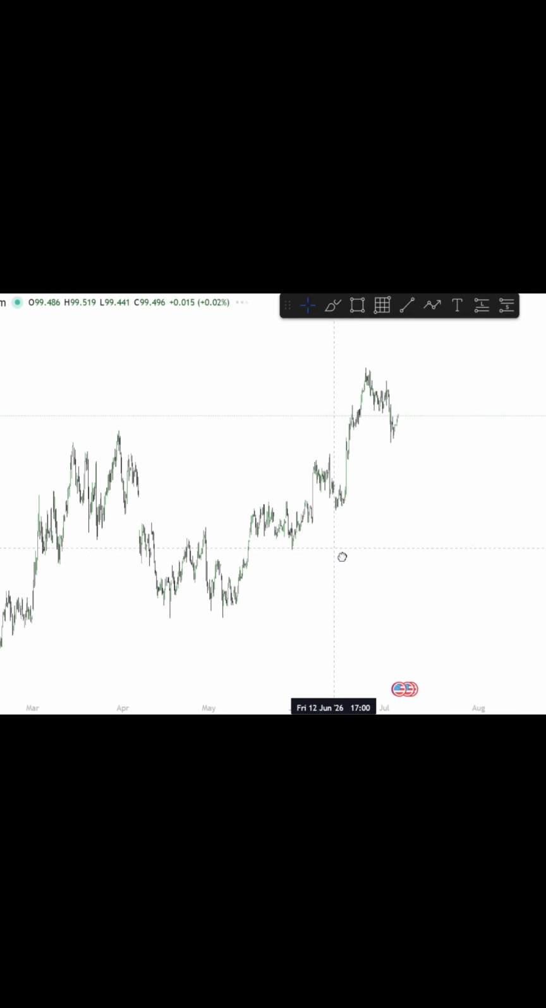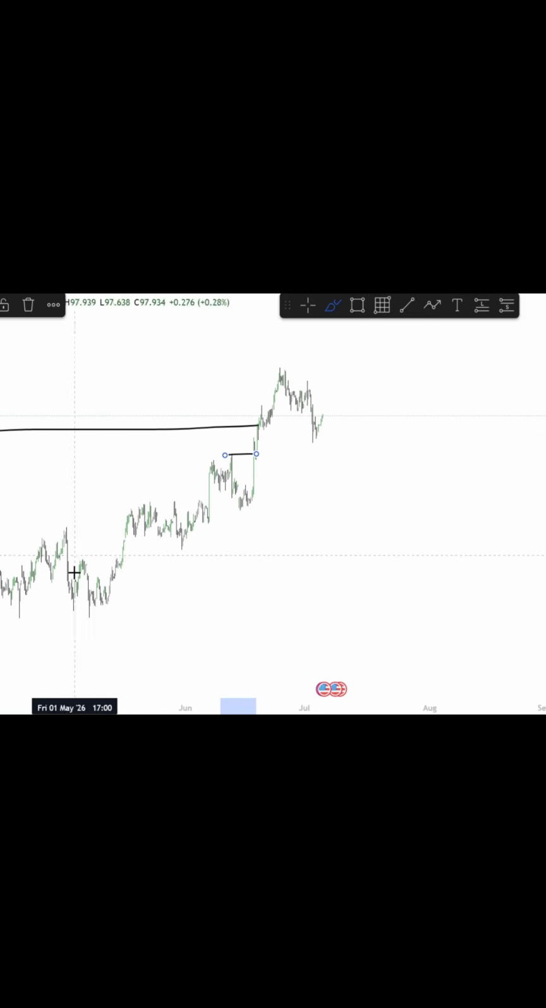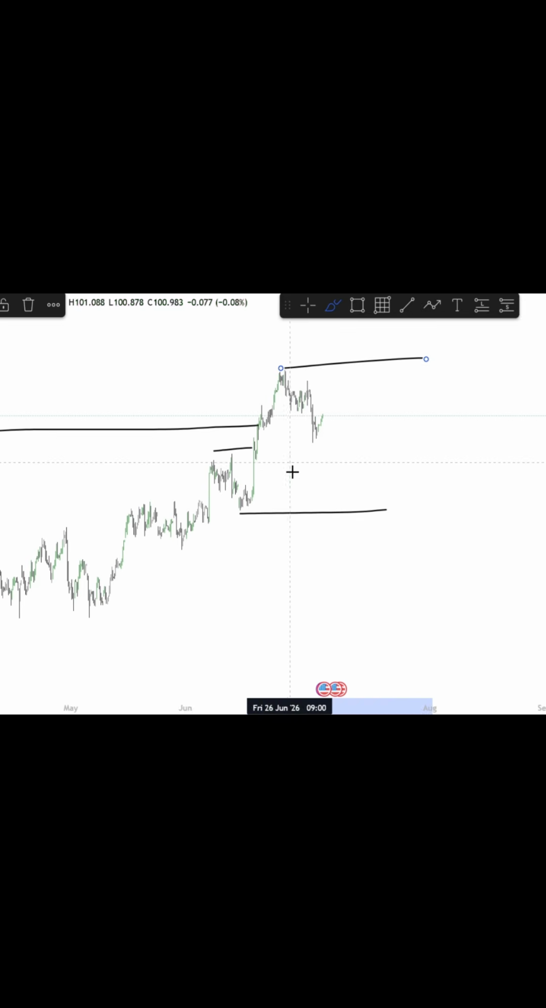what we can see is we've had our 4-hour break of structure towards the upside over here. However, if we zoom in a bit closer, we can see the internal structure, which is this structure that's been pushing us up towards the highs. If we look at the most recent internal break, this would be our internal structure.